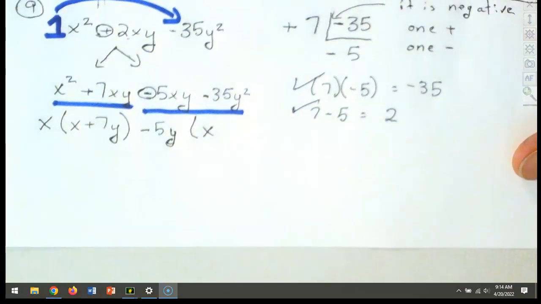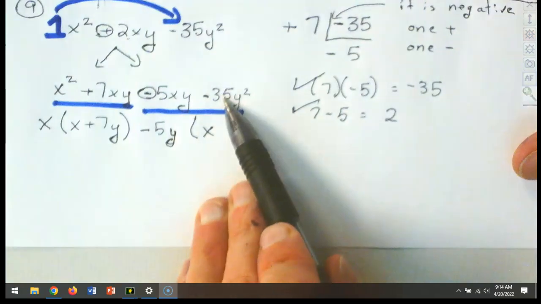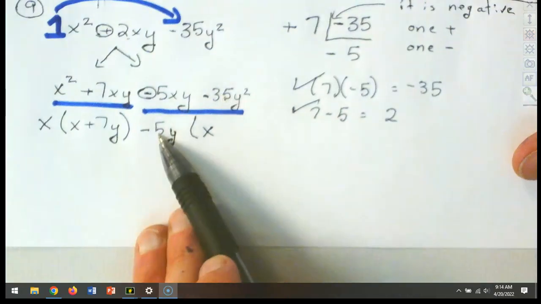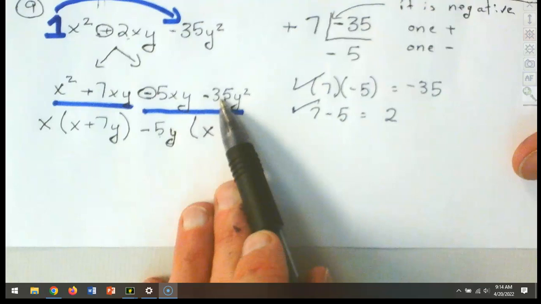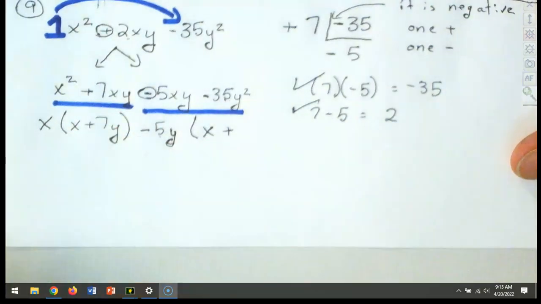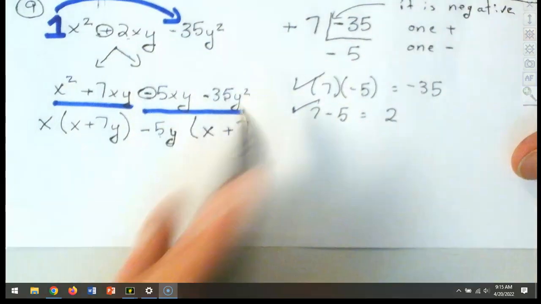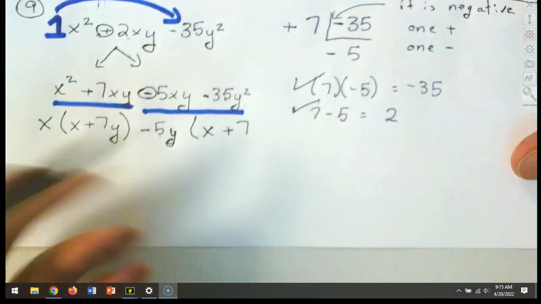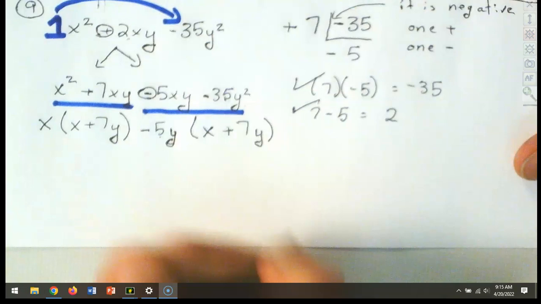The x, right? And 35, that's negative, divided by a 5 that's negative. Negative divided by negative makes it a positive. 35 divided by 5 is a 7. And we've got y squared. We're taking 1 out. So that leaves you with the 7y there.